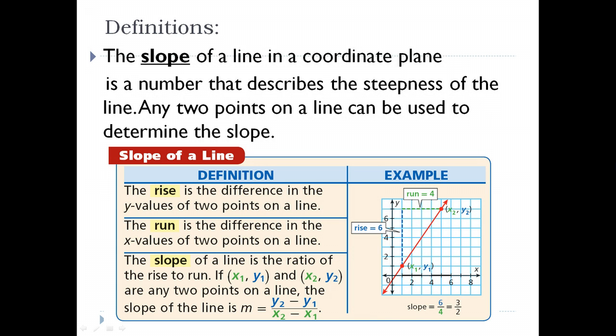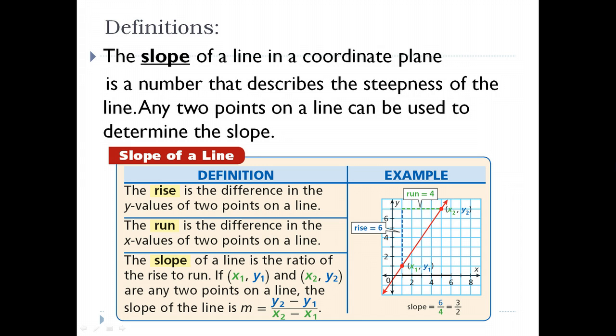The run is the difference in x values of 2 points on a line, or the change in x. Remember run because if you look at the x-axis, you could run across the x. The slope is the ratio of rise to run. If x1, y1 and x2, y2 are any points on a line, the slope is y2 minus y1 over x2 minus x1.